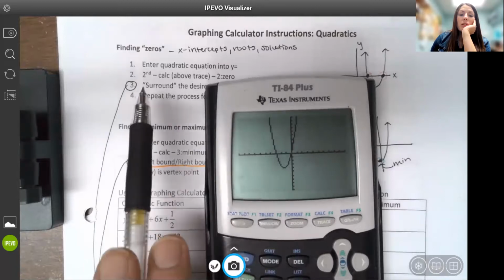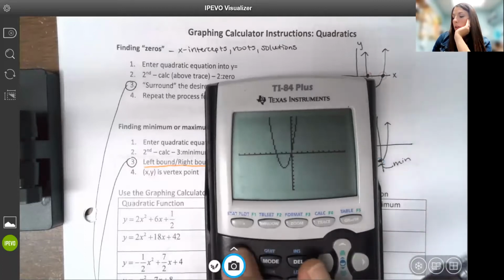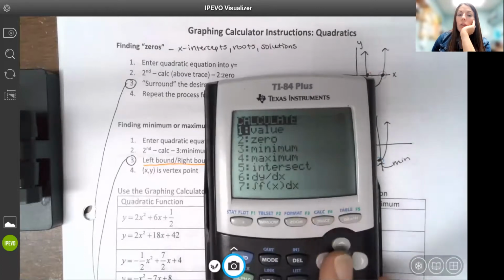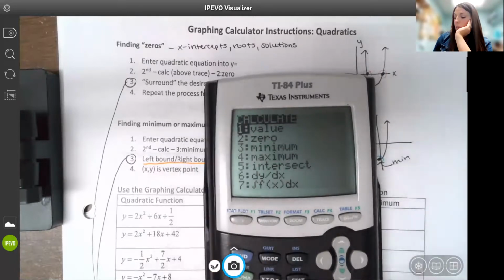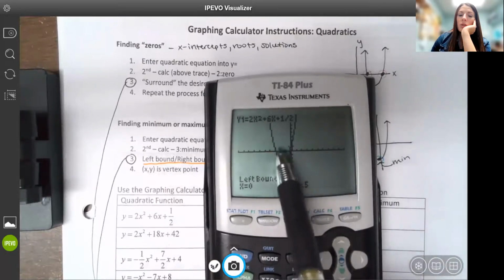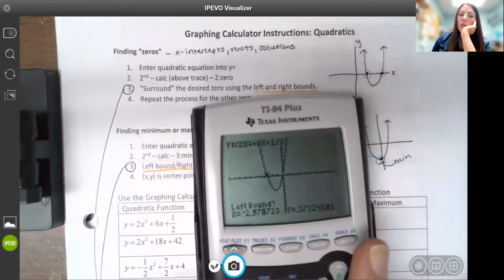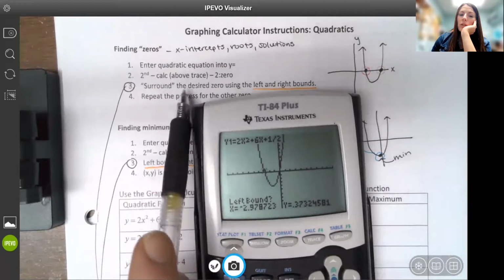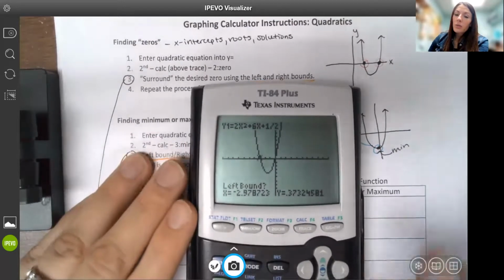To get to both the 0 and the vertex, we're going to our calc menu, which is that little blue font up above trace. So I go second, calc, and I want to find the 0. So I go to option number 2. Now there's 2 solutions. There's a solution here and there's a solution there. I'll start with this one and see the left bound, right bound. So step 3 says surround the desired 0 using left and right bound. So here's my 0.